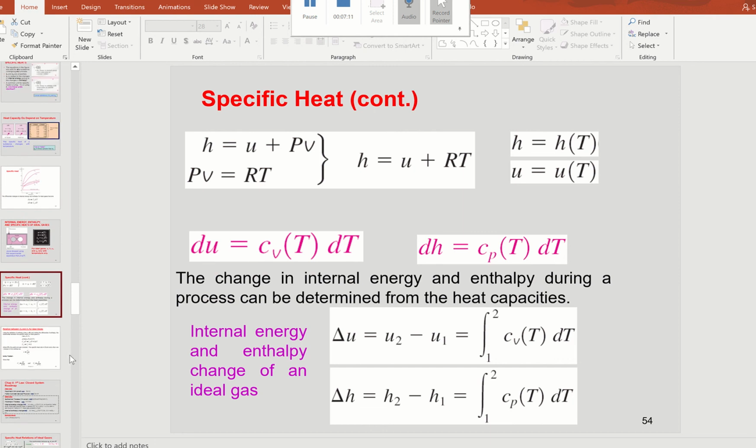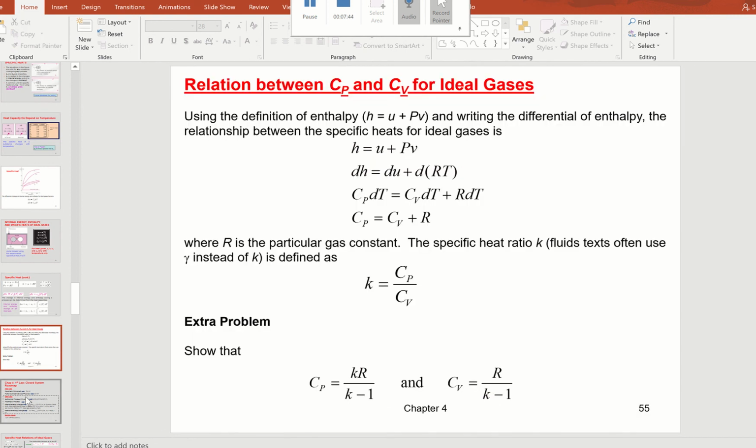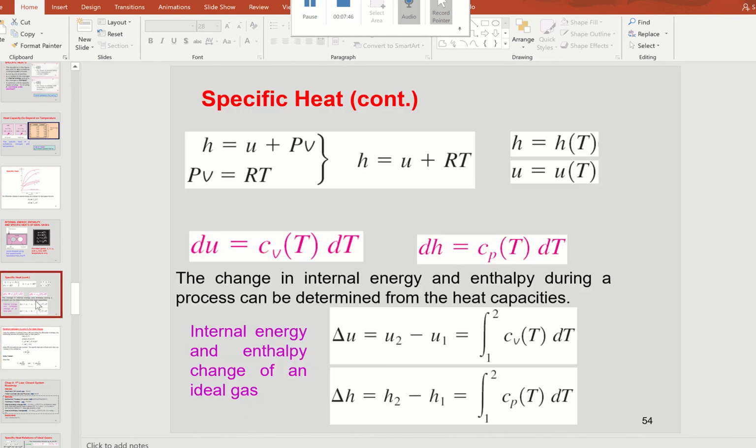Now let's look at the equations we have over here. Cv is partial U over partial T, so we can write dU as Cv(T) dT. Cp is partial H over partial T, so we can write dH equal to Cp(T) dT. And when we integrate those two, delta U is equal to the integral of Cv dT, and delta H is equal to the integral of Cp(T) dT. That's going to be our two equations here.